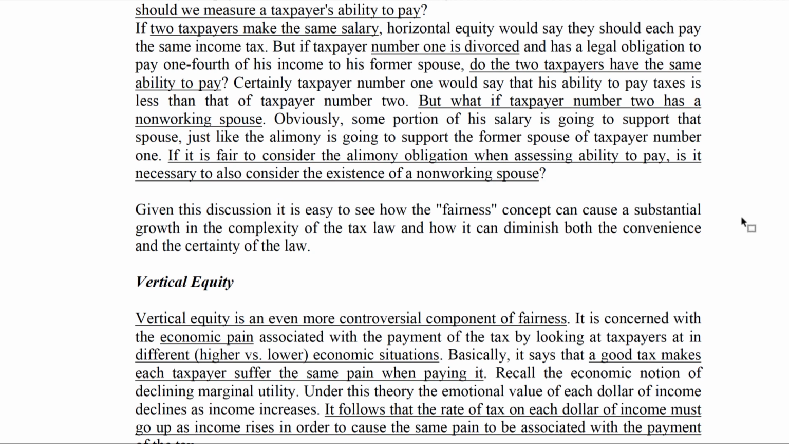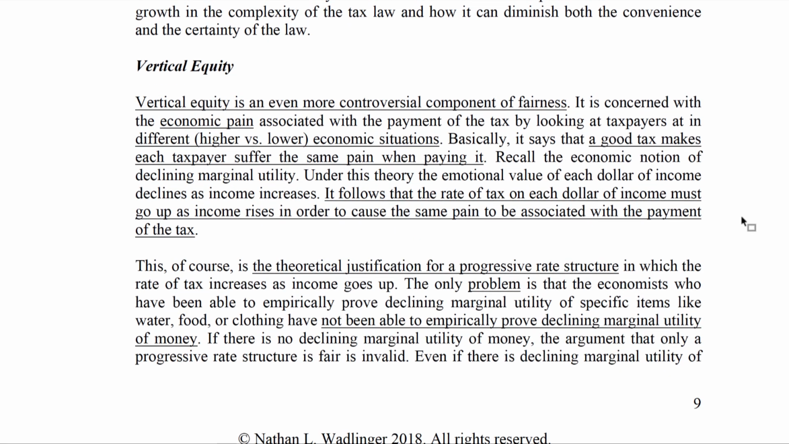But again, when you look at, okay, one spouse is providing for two people, it's very similar. Vertical equity focuses on taxpayers in different situations, different economic situations. So you have a taxpayer in a higher situation versus a lower situation. This is where the ability to pay element comes into play, because that's why we have our progressive structure. The less you make, you have a lower tax rate, a lower marginal tax rate.